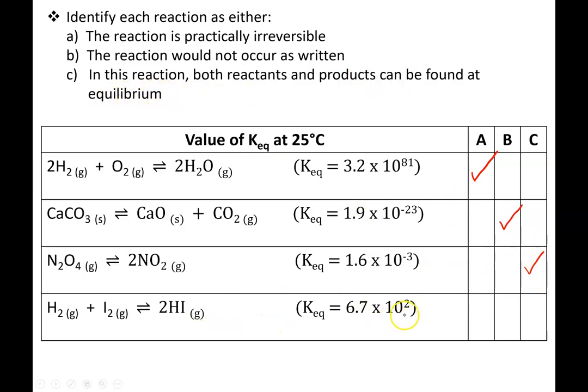And again, in this case over here, we see a positive exponent, not a super large number, but it does show that we will have a greater numerator than denominator, and it will be product favored, but it is still reversible. So again, option C would be best to describe this scenario.